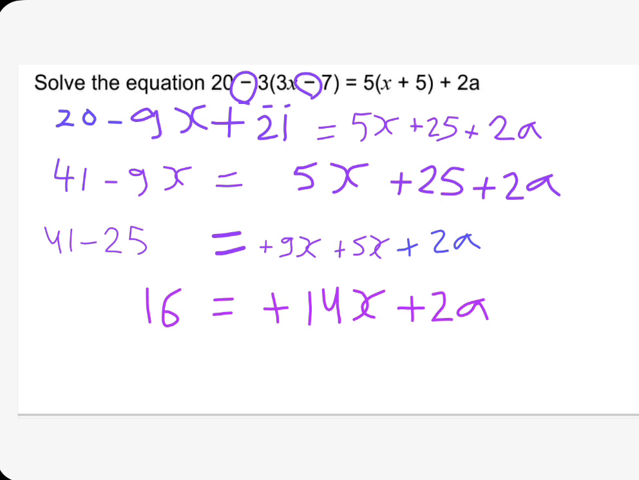You can simplify it more by dividing all sides by 2. But you don't have to do this. It's okay. You can stop at this step. And this is how you solve equations like that.